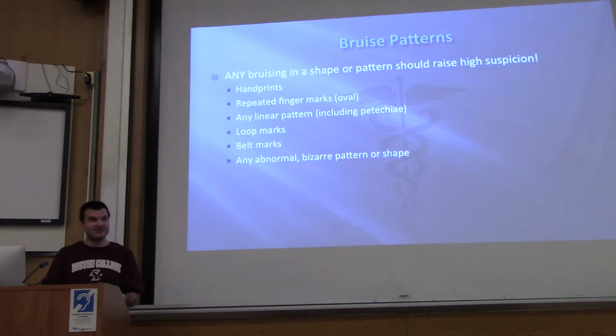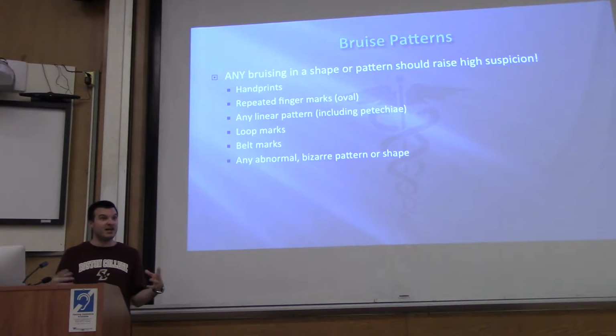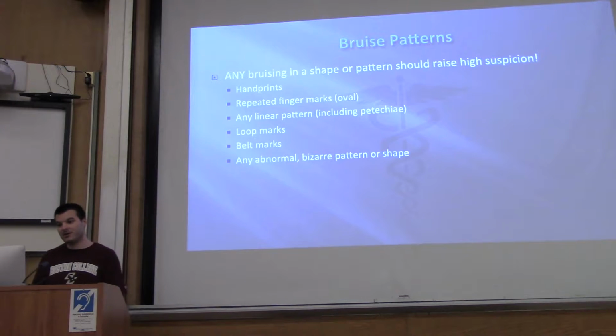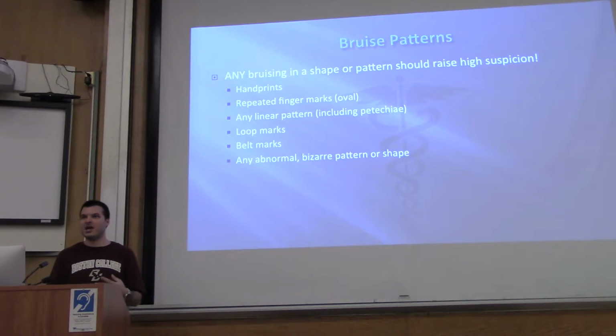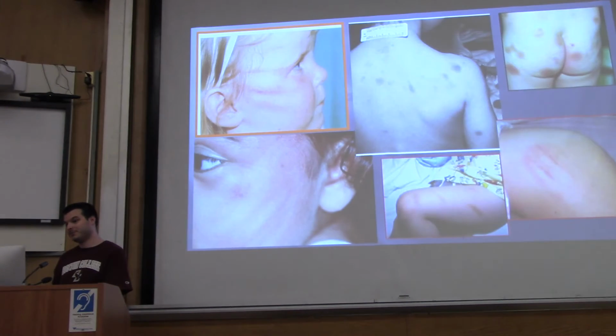Any lines, it doesn't have to be bruises with linear patterns. You can just have petechiae and not the actual bruise itself. Loops, belts, or anything that doesn't seem a normal blob should be suspicious. First bad picture's coming up.